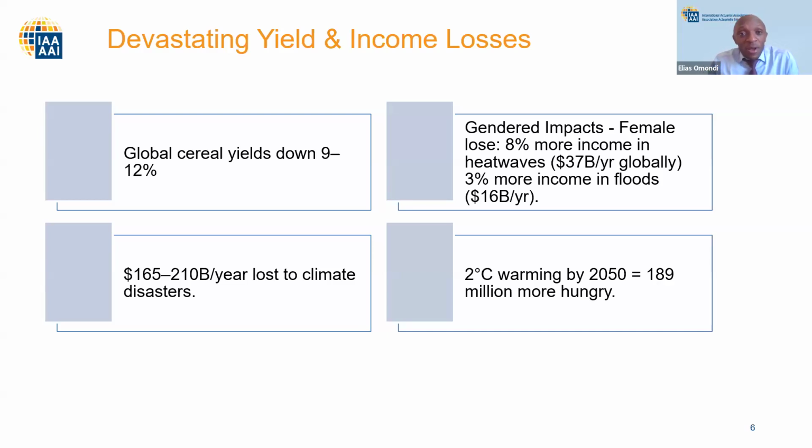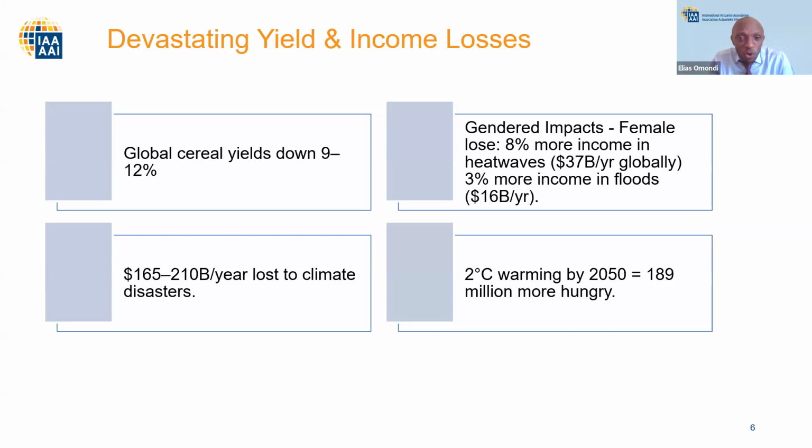And this is even more so when it comes to the gendered impact. If you look at females, they tend to lose around 8% more in income, particularly from things such as heat waves, and that can be equated to 37 billion a year in losses that they experience. And if you look at income lost through floods, they lose up to at most 3% more compared to their male counterparts, which can be equivalent to 16 billion a year.